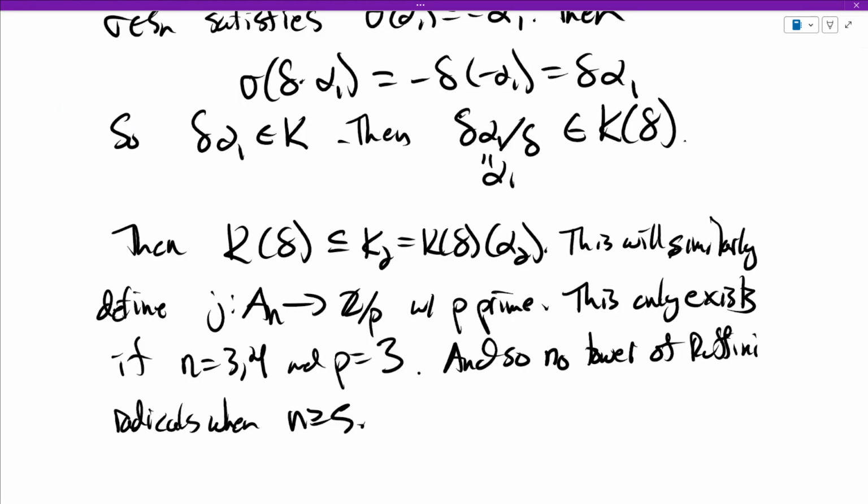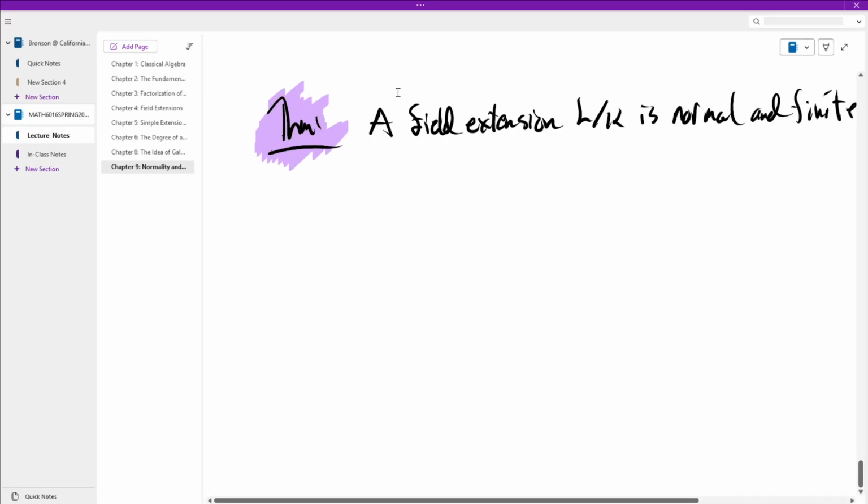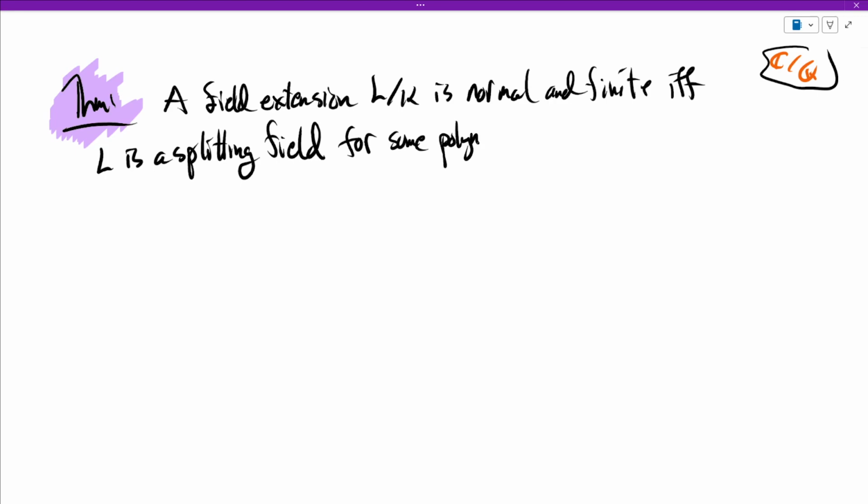If and only if L over K is a splitting field. If L is a splitting field for some polynomial over K. Okay, so it's an if and only if.